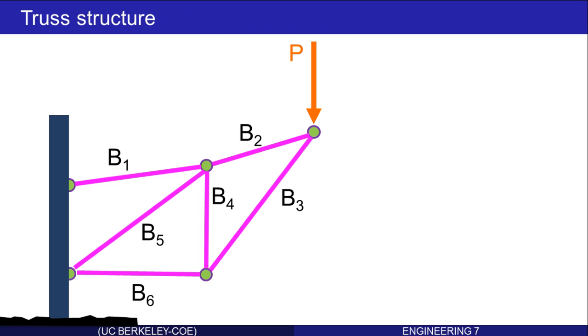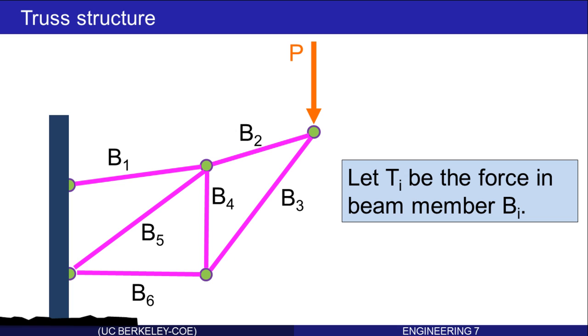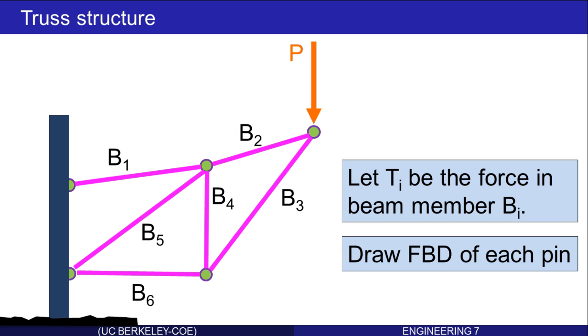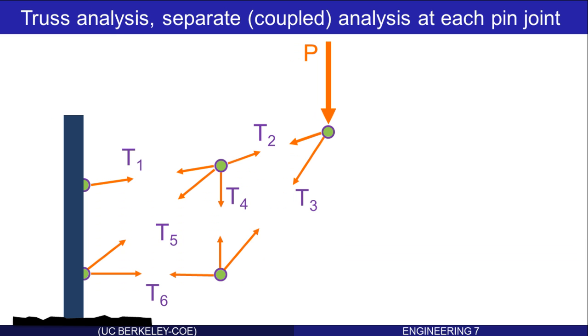Now we want to do the analysis. Here's our truss structure. The geometry is fixed. The load is specified. How do we determine the force in each beam? Let's let Ti be the force in beam member Bi. The next step is to simply draw a free body diagram of each pin involving these unknown forces, whose direction we know based on the geometry of the truss structure.